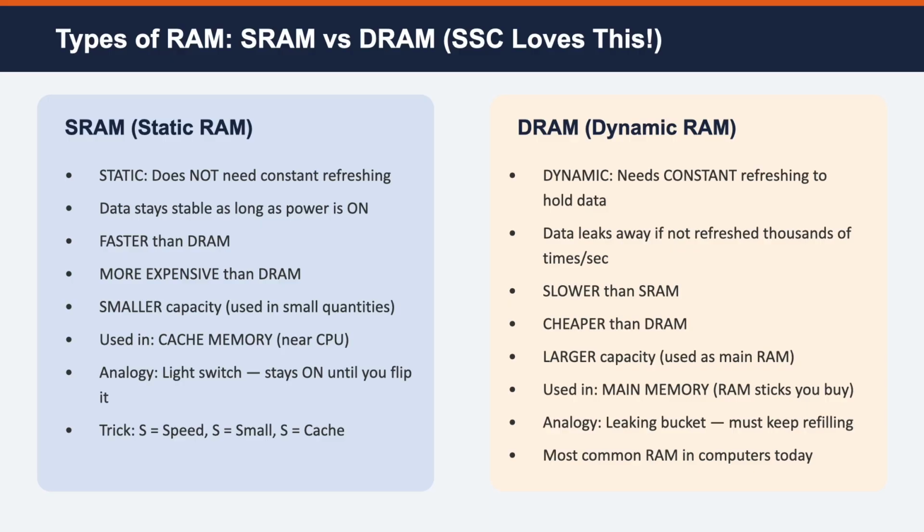DRAM stands for dynamic RAM. This type needs to be refreshed constantly, thousands of times per second. Why? Because inside DRAM there are tiny capacitors that leak their electrical charge. Think of a leaking bucket: you have to keep pouring water in, otherwise it empties out. That is DRAM. It works, but it needs constant attention.